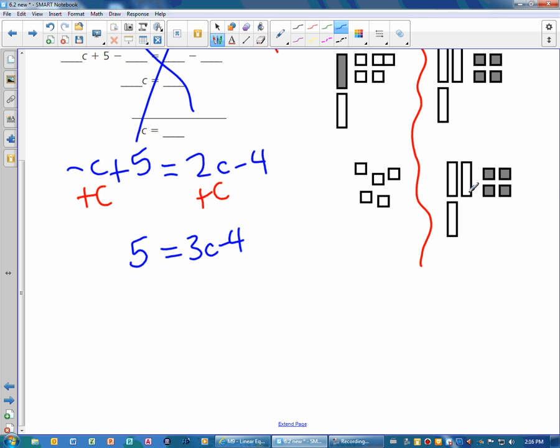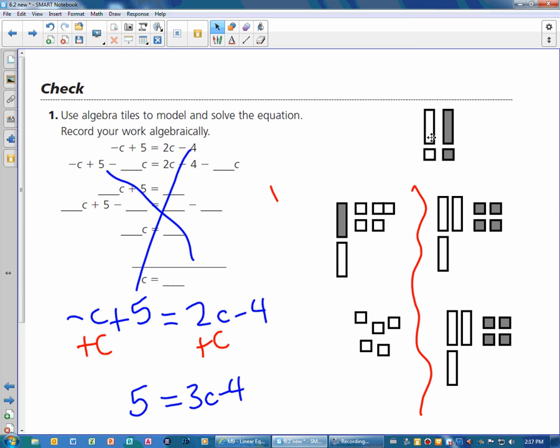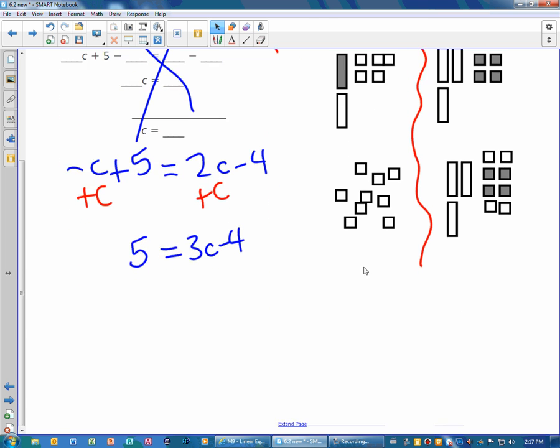Okay, I have rectangles here. I have squares here. I want to get rid of these squares. How do I get rid of 5 negative squares? Or sorry, 4. How do I get rid of these 4 negatives? I add 4 positives to make 0 pairs, and they add to 0. Okay, if I do it to one side, I have to do it to the other. So what did I do? I added 4 to both sides. So I have 5 and 4 is 9, makes 3C.